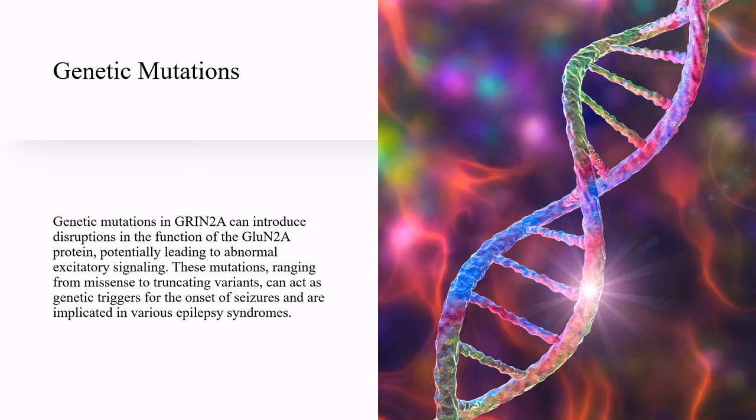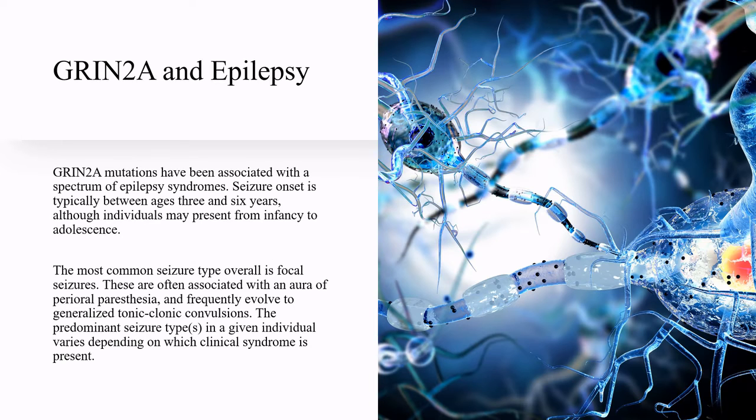Genetic mutations in GRIN2A can introduce disruptions in the function of the GLUN2A protein, potentially leading to abnormal excitatory signaling. These mutations, ranging from missense to truncating variants, can act as genetic triggers for the onset of seizures and are implicated in various epilepsy syndromes. GRIN2A mutations have been associated with a spectrum of epilepsy syndromes.